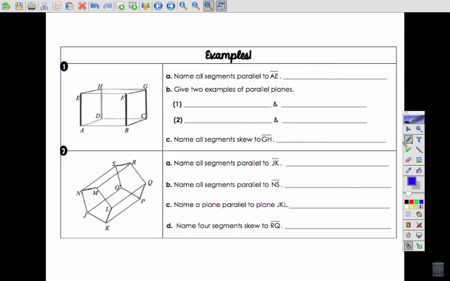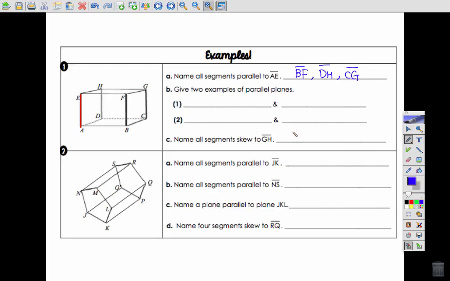Here are some examples. In this block, we're asked to name all the segments that are parallel to AE. AE is right here. So we're looking for all the segments that are parallel to AE. So I think BF, that's one, and DH is one, and CG is another one.